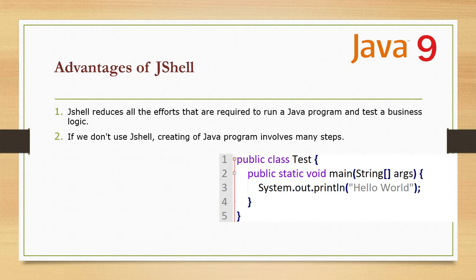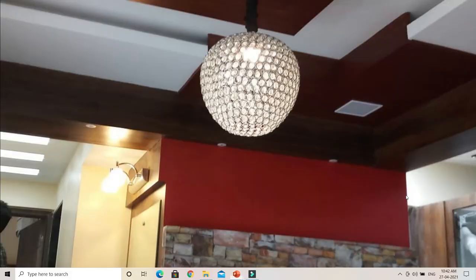If you use JShell, then you don't really need to create a class and method. You can directly execute the statement System.out.println in JShell, and directly you can see the output. So now the time has come, let's jump into the practical example.